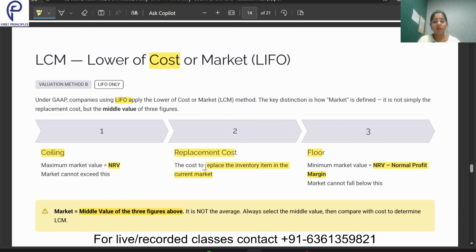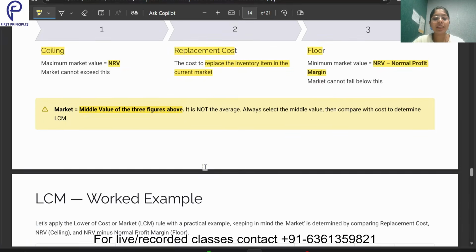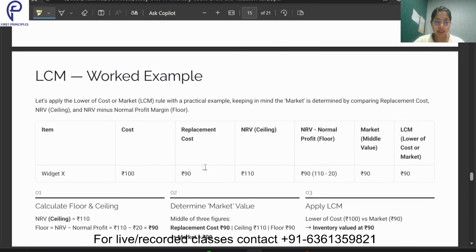So all these three figures we will arrange in ascending or descending order. Whichever is the middle value, that will become my market value, and we will compare the market value and the cost to determine the inventory value. How? Let's see the example. I know because of the concepts, because of just a lot of theory, it becomes really confusing. Let's see one example on this.